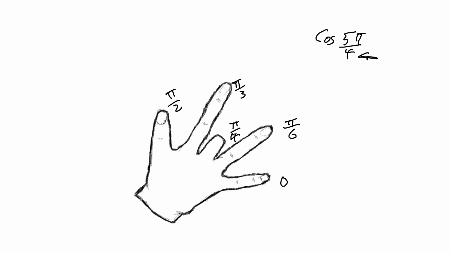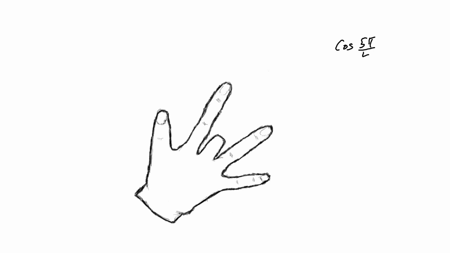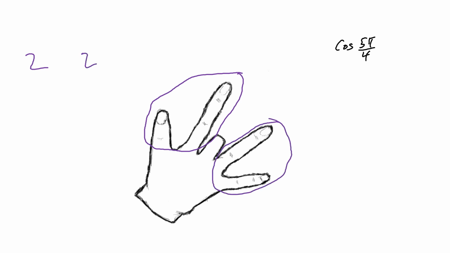So if we wanted to evaluate cosine of 5 pi over 4, this is the finger that we would need to put down. So once we put that particular finger down, we can look at what we have on either side. On the left side, we have 2. And on the right side, we also have 2. So we need to remember to put a square root over it and put a 2 underneath it. So that's the ordered pair that we would have at pi over 4.